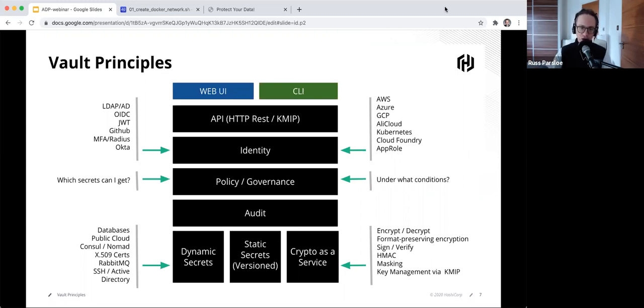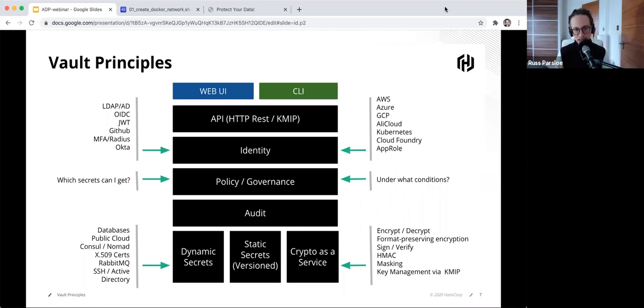So we're not giving out long-lived credentials that I'm going to paste on Slack or something like that, and they're going to live forever. They're going to be time-bound. And there are lots of different dynamic secret engines, access to public clouds, PKI certificates, SSH certificates, and those different types of things.